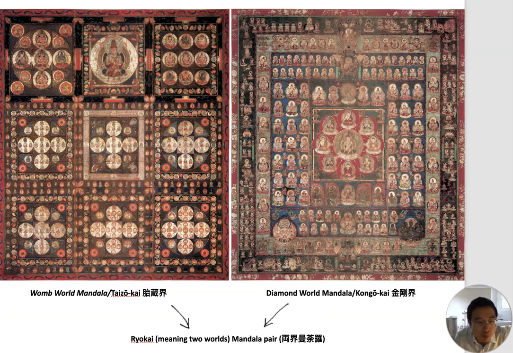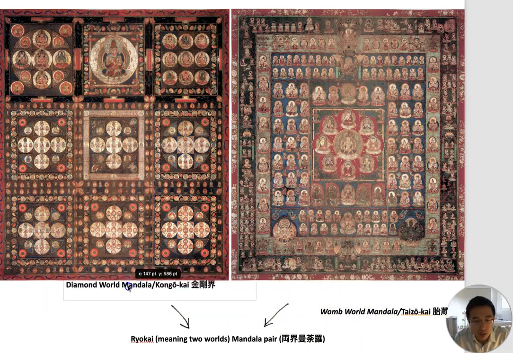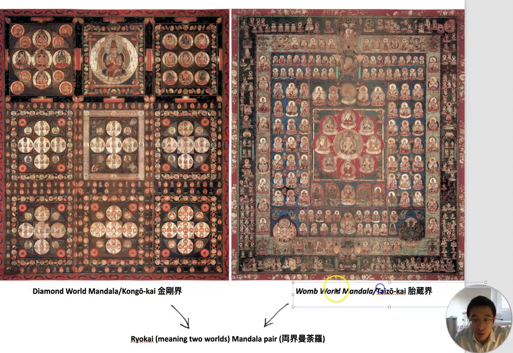This is what we call the womb world mandala, the Taizokai. Oh, sorry, I should change. This is the diamond world mandala, and this is the Taizokai, the womb world mandala, encircled by the womb. It feels like that. And this comes in a pair. These two together are called the Ryokai mandala pair.